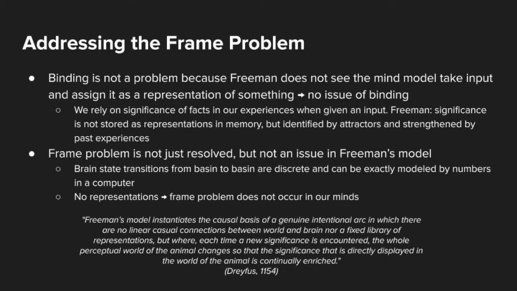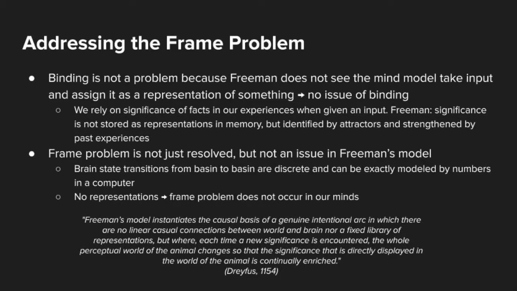Significance and change can be accounted for with basins of attraction, as each attractor is strengthened with different inputs. The binding problem can be resolved by the significance inherent in this model that is updated with each new experience. Furthermore, with Freeman's model, brain states are discrete and any given input reshapes the attractor basin landscape. These state transitions are themselves discrete. Freeman describes that since the states and the events that the brain experiences in time and space are discrete, they can be modeled in computers as numbers.